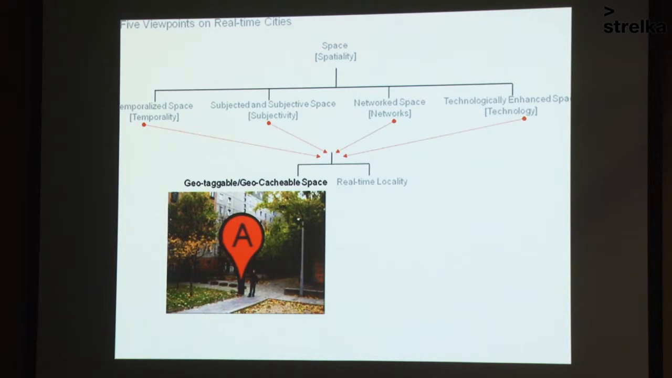In what we identify as geotaggable, geocacheable spaces, the physical space itself becomes the interface for acquisition and delivery of digital content. Agents geotag and geocache information dynamically based on their real-time locations. This is the case for almost all location-based services that users get access to via their smartphones while on the run and navigating the city.